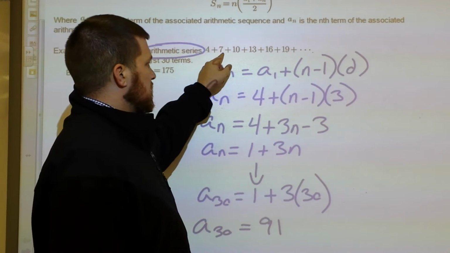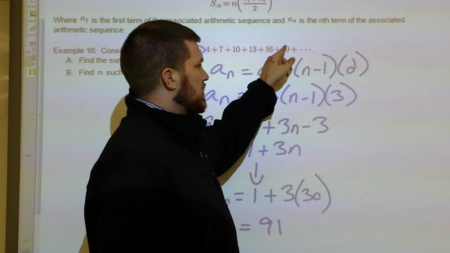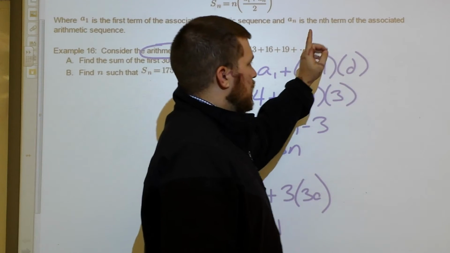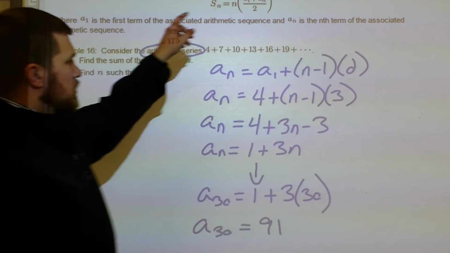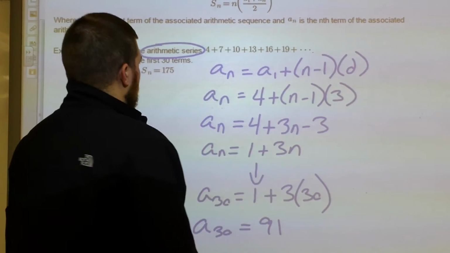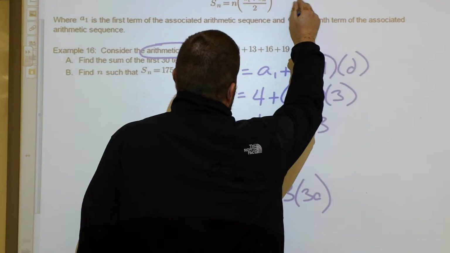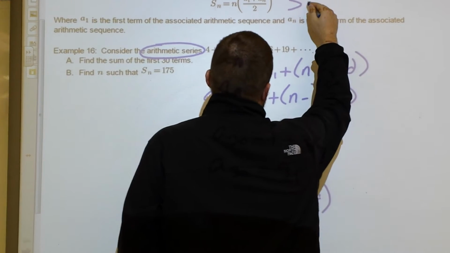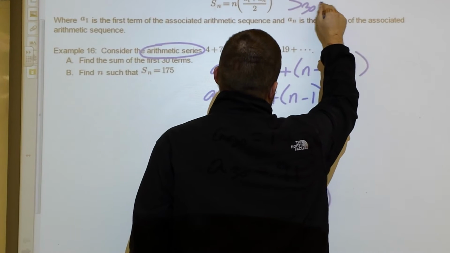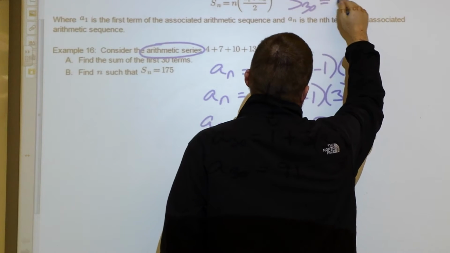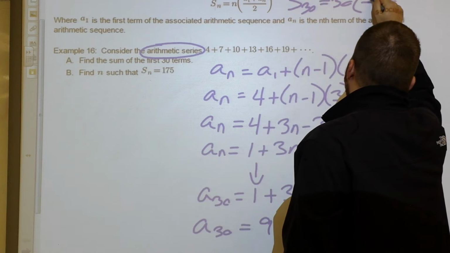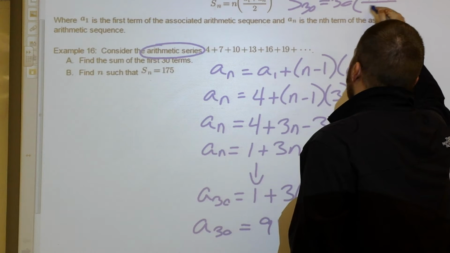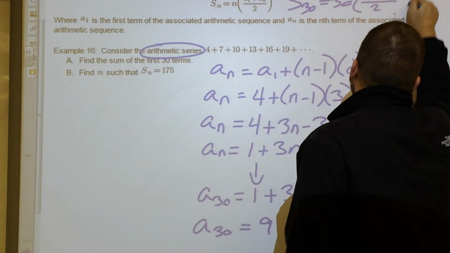So I'm going to go 4 plus 7 plus 10 plus 13 plus 16 plus 19 plus dot, dot, dot, until I get plus 91. And then I'm going to add all those numbers up. So what I'm going to do now is plug into my formula that I'm given. So S of 30, because I'm going to the 30th house on this street, is equal to 30 times my fraction on top. I had 4 plus 91 divided by 2.